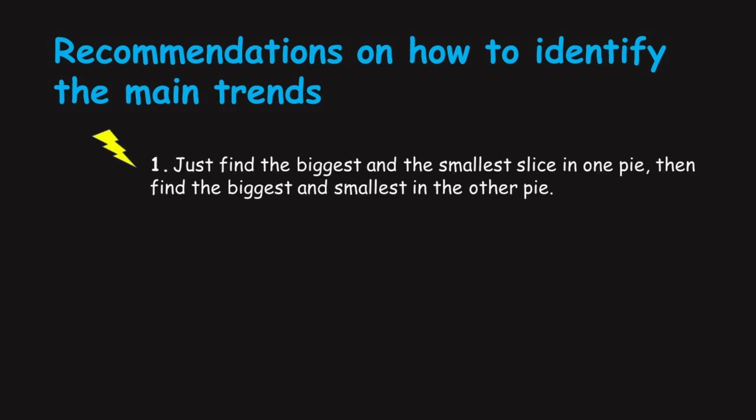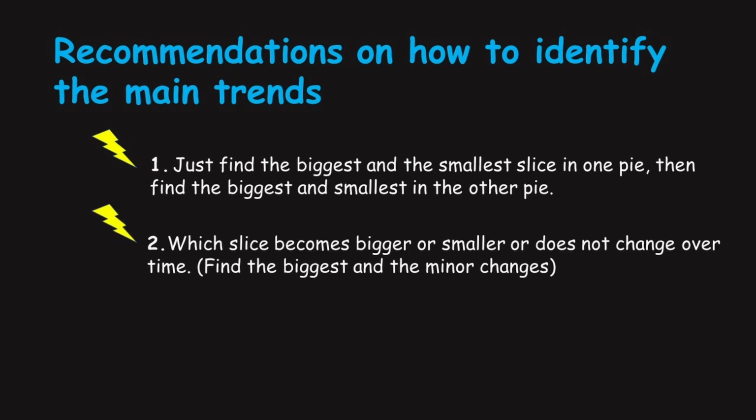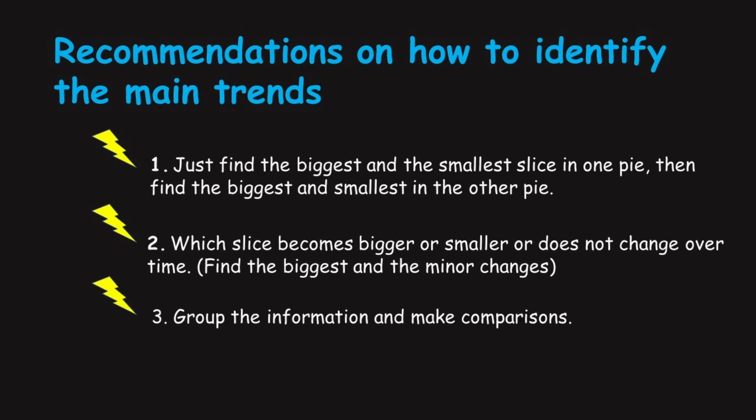Just find the biggest and the smallest slice on one pie chart. Then find the biggest and smallest in the other chart. Which slice becomes bigger or smaller or does not change over time? Find the biggest and the minor changes. Group the information and make comparisons. Here you need some analytical skills that might be developed with some practice.